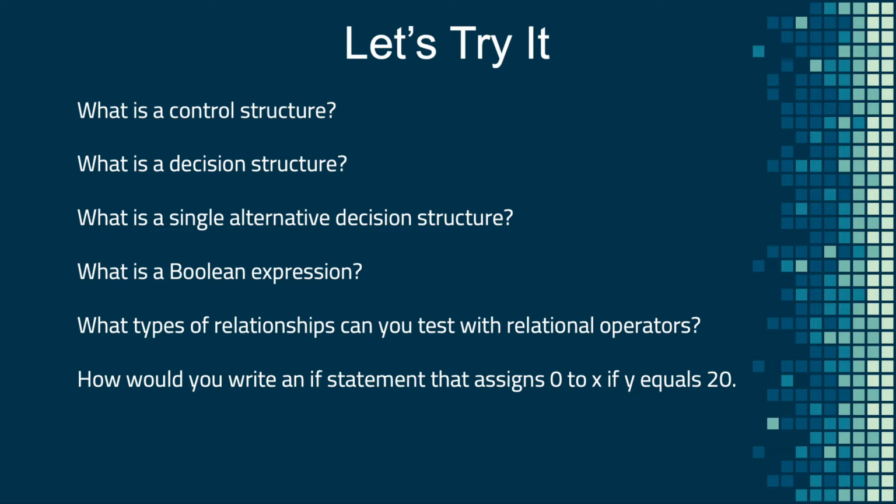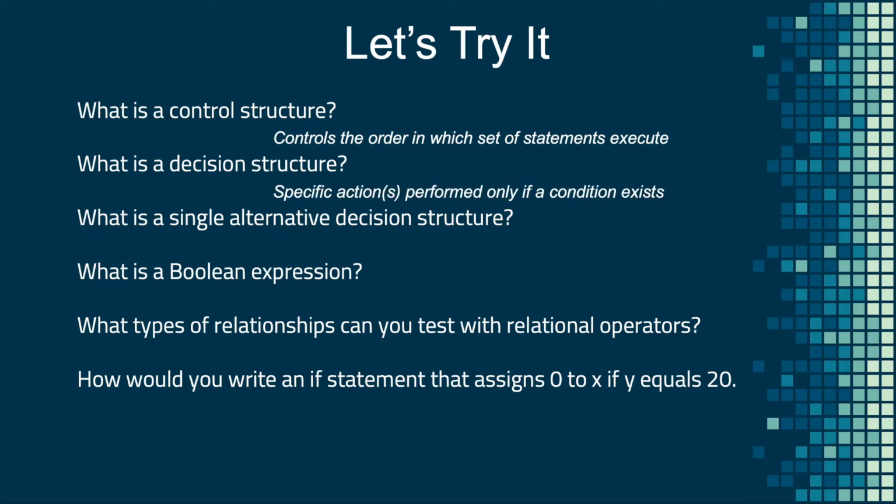So let's go ahead and just make sure we all understand this. If we ask the question, what is a control structure? We can say it controls the order in which the set of statements are executed. So again, that controls the flow of your Python program. If we ask the question of what is a decision structure, we can say specific actions are performed only if a condition exists. So again, if condition, so if this is true, do what's in this actual decision structure block.